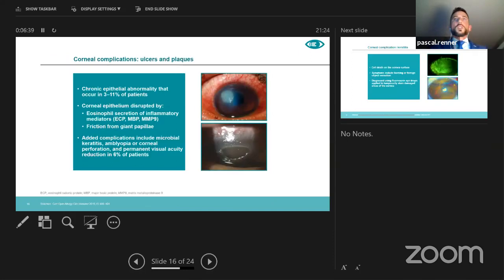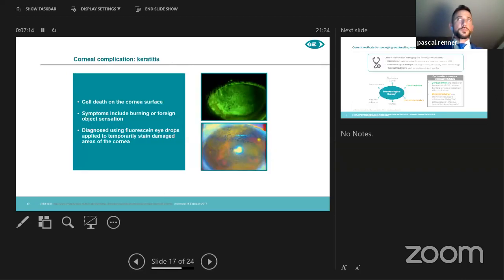I don't think I need to go very deep into the corneal complications that you can get. They occur in 3 to 11% of patients, again, to be taken cautiously. Apart from the friction that I mentioned before, obviously the actual inflammation that is caused also damages the cornea. And then as a secondary effect, in children especially, there's always the risk that you get a microbial infection. If keratitis is present, it should be looked for by fluorescein staining.